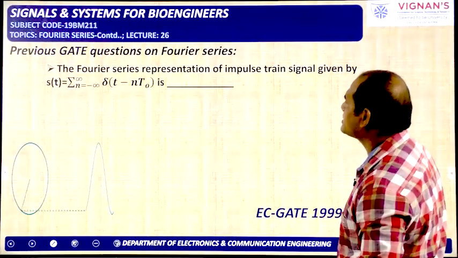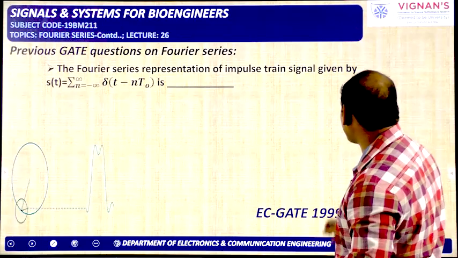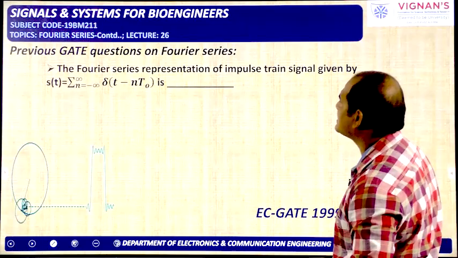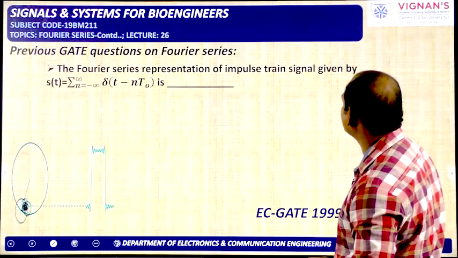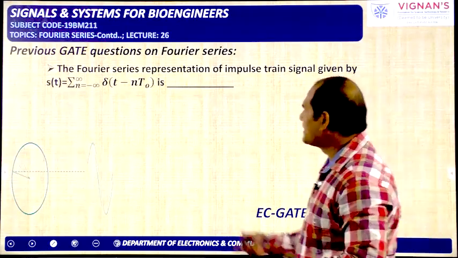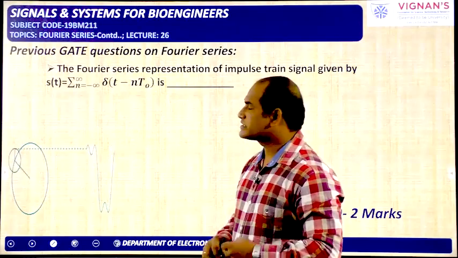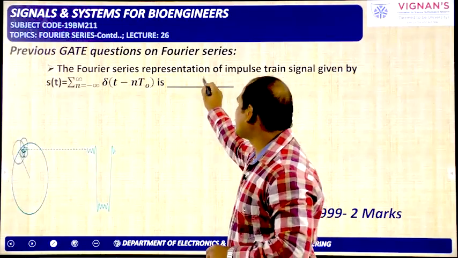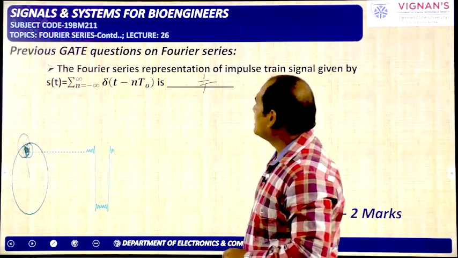Next GATE question is from 1999, a 2 marks question only. Fourier series representation of the impulse train signal is given by. So the impulse train signal we have already done from our starting classes of the Fourier series, so here I am not doing that one. The answer is 1 by T.